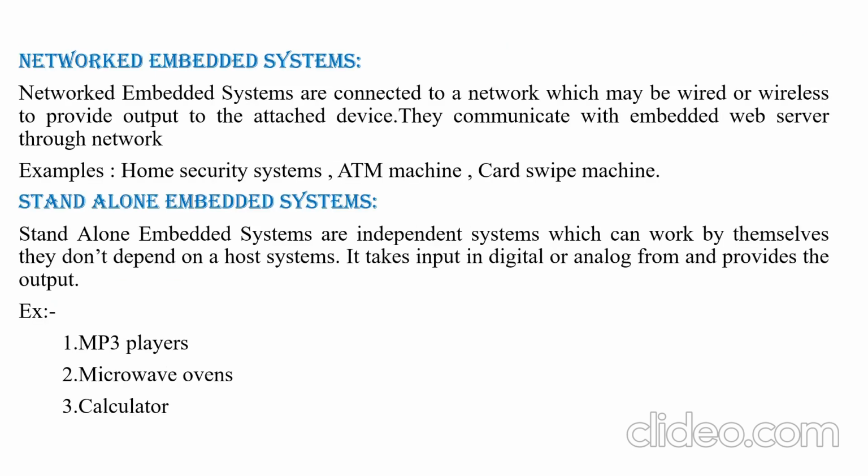Then secondly, we have network embedded system. Network embedded systems are connected to a network which may be wired or wireless to provide output to the attached device. They communicate with embedded web servers through the network. Examples: home security system, ATM machines, card swipe machine.